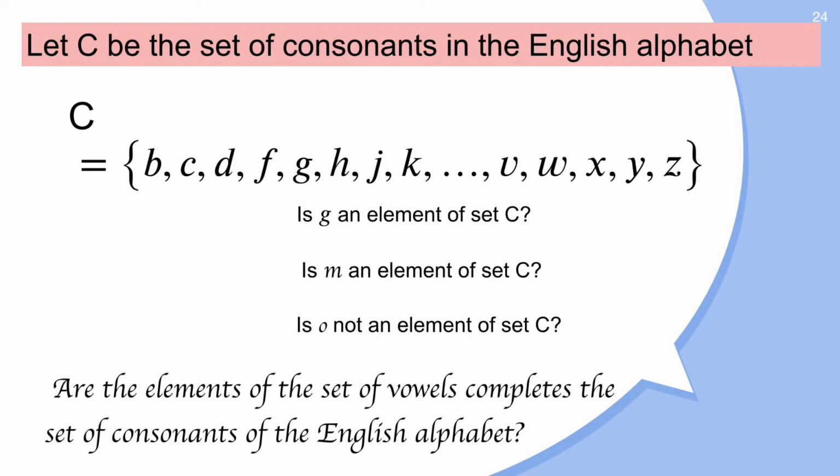Now will you try to answer the following questions? So let's see, B is the set of consonants in the English alphabet. So we have the elements from B to Z. So let us answer the following questions. Is G an element of set C? Is M an element of set C? Is O not an element of set C? Are the elements of the set of vowels complete the set of consonants of the English alphabet?